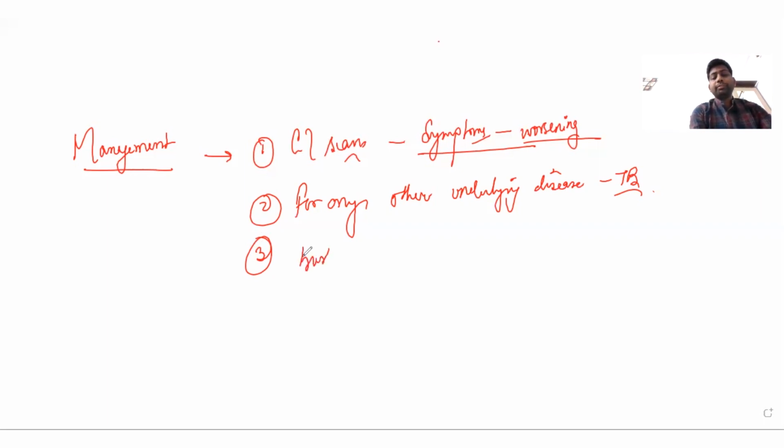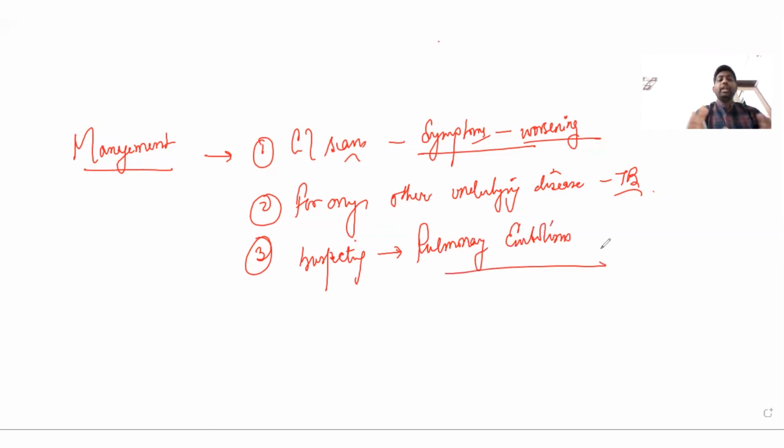So suppose you are suspecting any other cardiopulmonary emergency, in that case, you can do a CT scan. Suppose you are suspecting pulmonary embolism, in that case, you can get a CT scan. So these are the different indications of CT scan for management purposes.